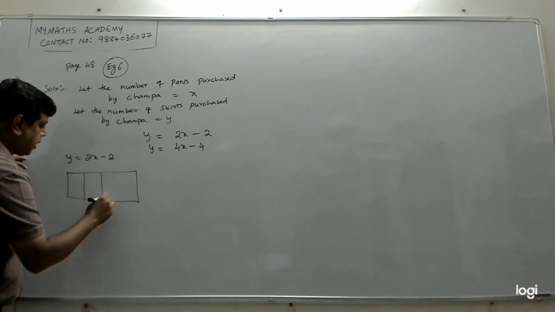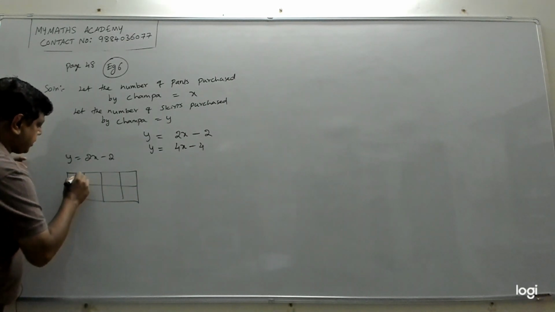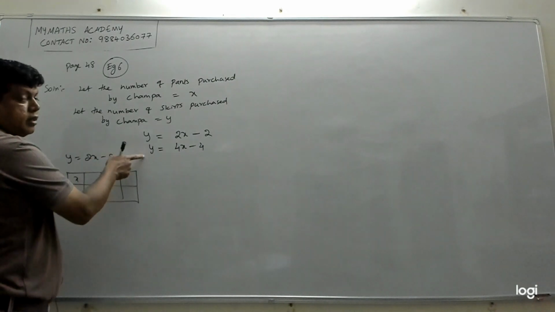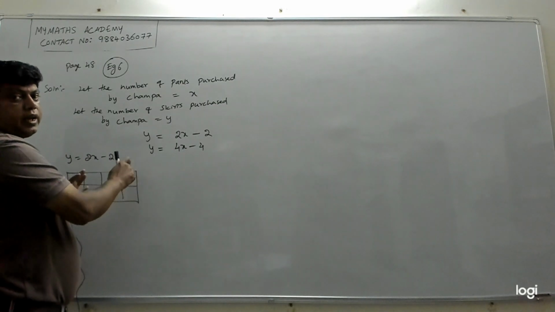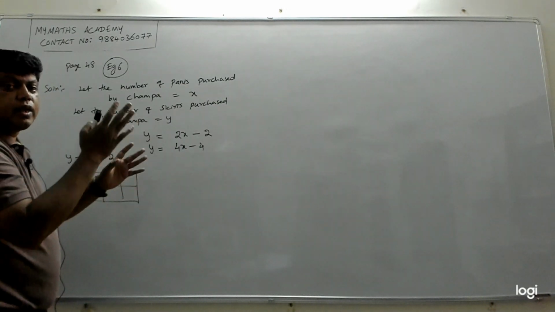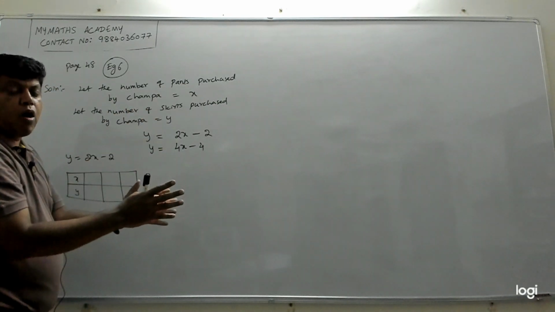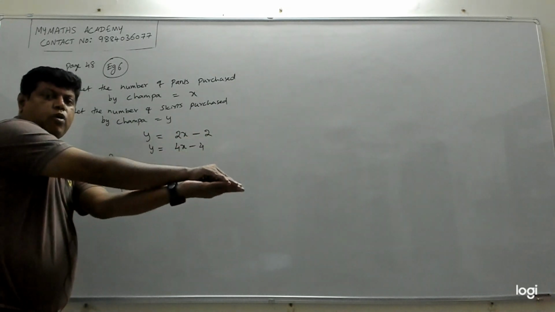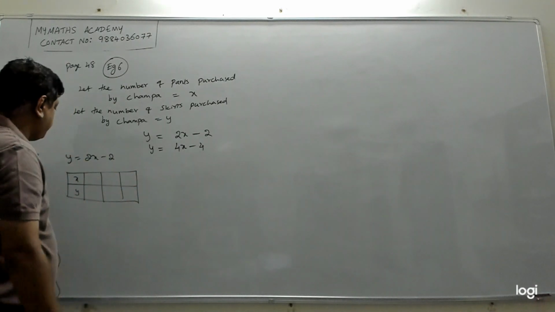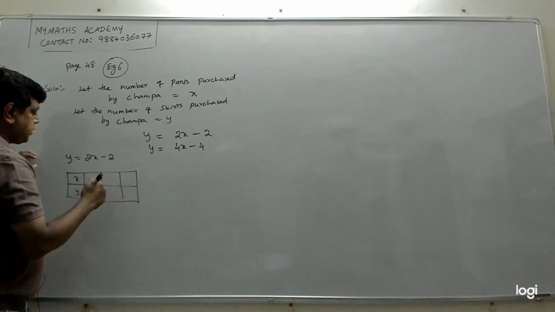I told you, for the graph we will take 3 points, x and y, and obviously we will get straight lines. We need to see whether the straight lines are intersecting, parallel or coinciding. Coinciding means overlapping, one on top of the other. Now let's try to solve.